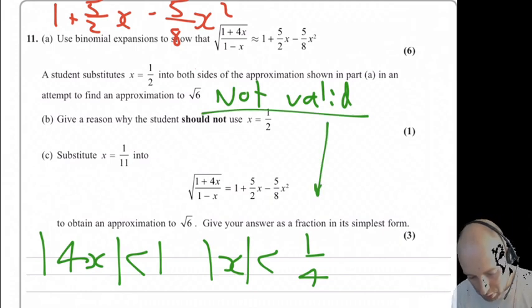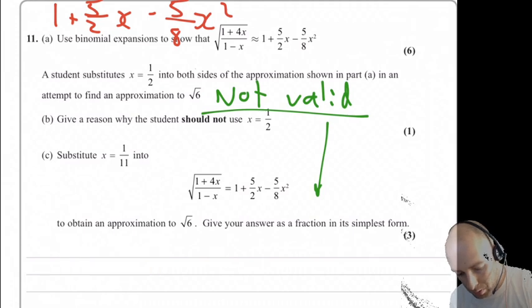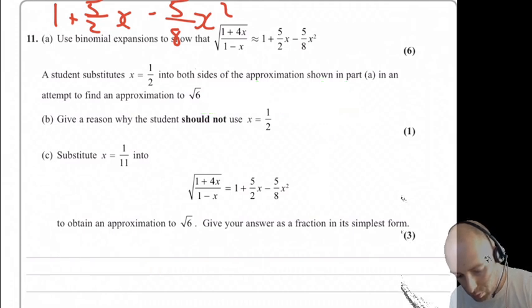Okay, last bit. Substitutes 1 over 11 into approximate root 6. Cool. These are always fun. So I'm going to scroll this up a little bit, get some more room.